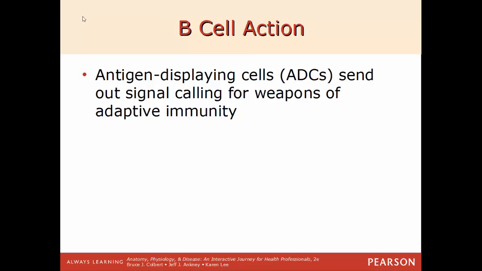All right, now we'll talk about B cell action. We talked earlier about antigen presenting cells. Sometimes they're called antigen displaying cells, or ADCs. When you get this occurring, these cells will send out a certain signal that are calling for weapons of adaptive immunity, basically alerting your adaptive immune system.